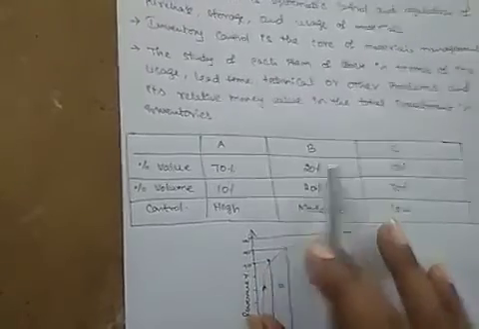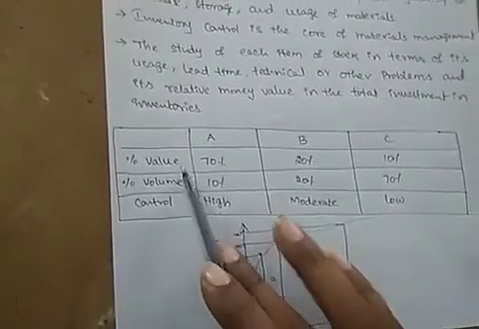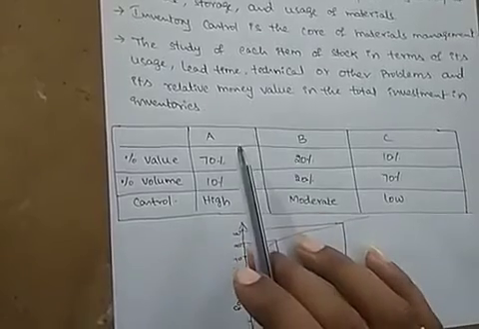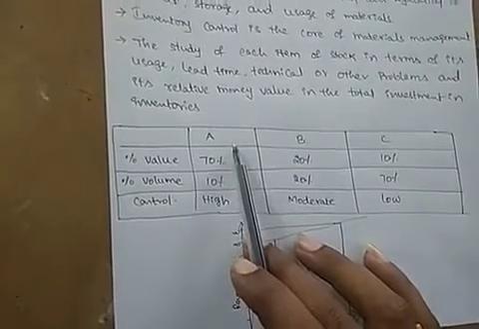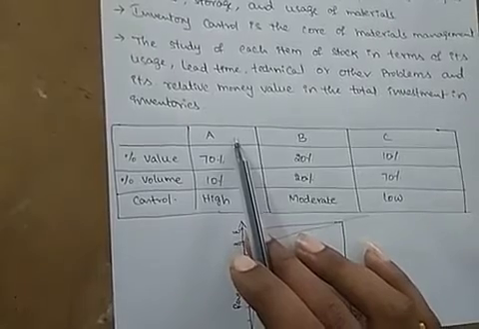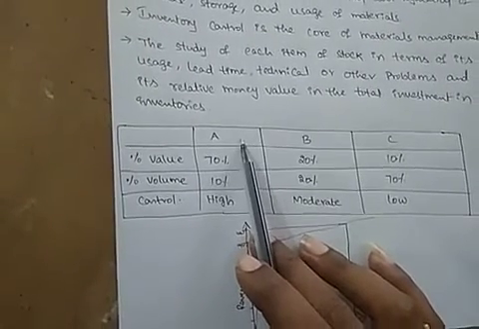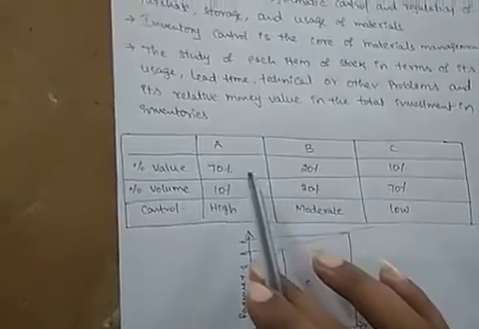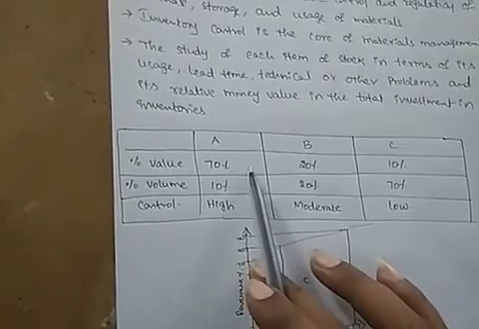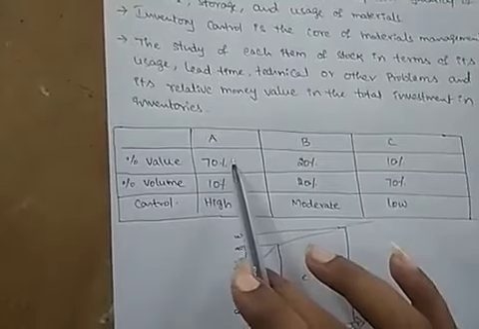Okay, we can see here, based on the percentage of value, an organization is going to invest in the A category of items. On the A category of items, the organization is going to invest 70% of the value of the funds.